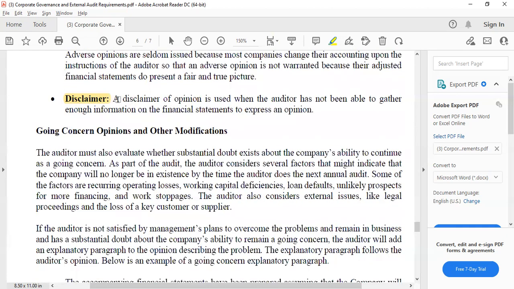And then disclaimer. A disclaimer of opinion is used when the auditor has not been able to gather enough information on the financial statements to express an opinion. So kung mag-disclaimer, wala ko kahibaw. Ingon si auditor, wala ko kahibaw. Dili ko makaingon nga sayop, dili pud ko makaingon nga sakto because kuwang kaayo ang information nga akong nagather. Okay? So that's disclaimer of opinion.